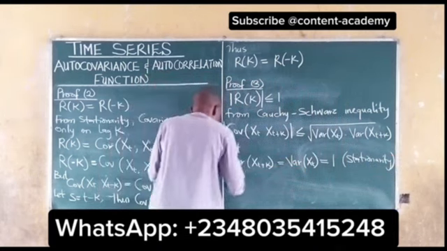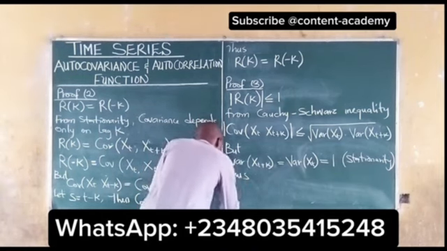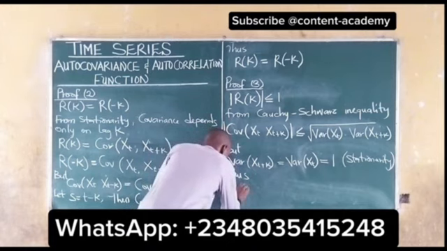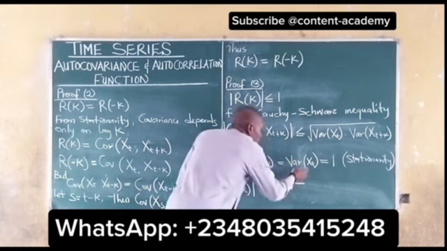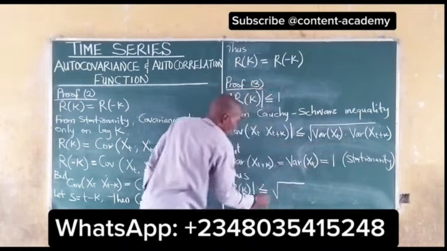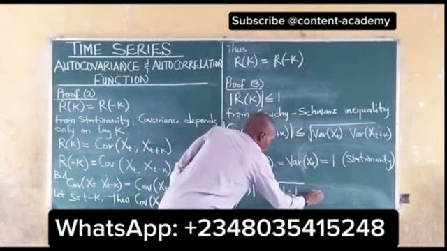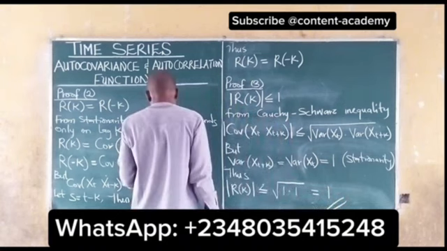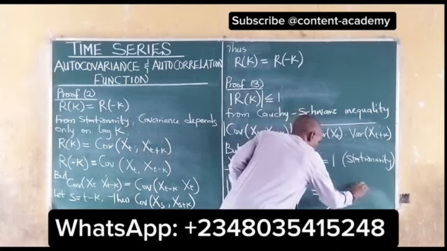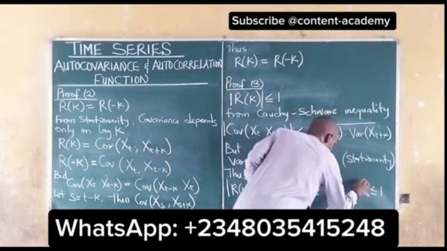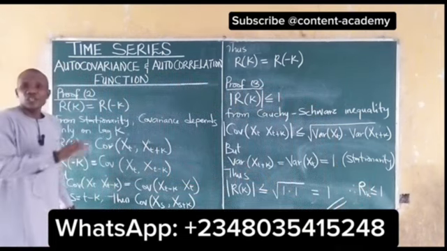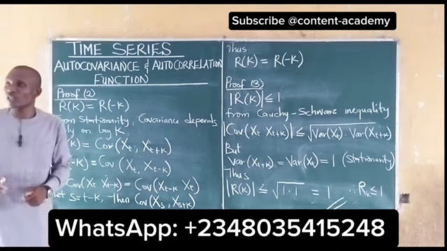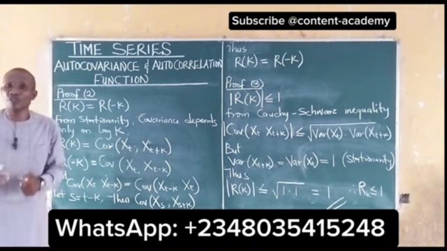Then we can simply write, to complete our proof, R, which is our covariance, is less than or equal to the square root of, since this is 1, 1 times 1. So we have 1 multiplied by 1, which is equal to 1. So we have succeeded to say therefore R_k is less than or equal to 1. So we have succeeded in proving the properties of autocorrelation and autocovariance function of a time series.